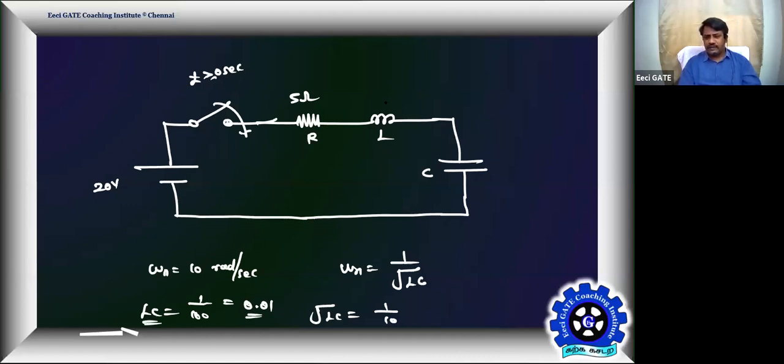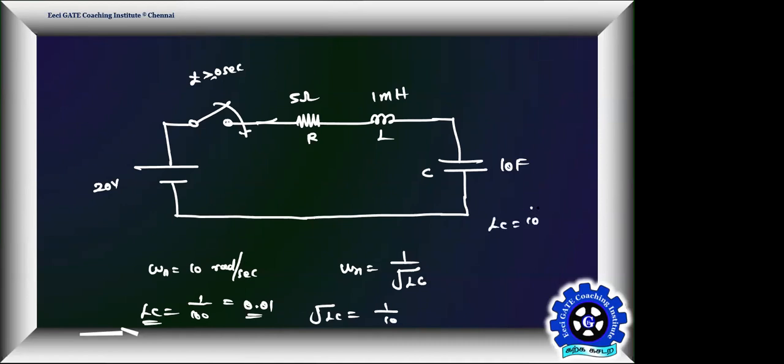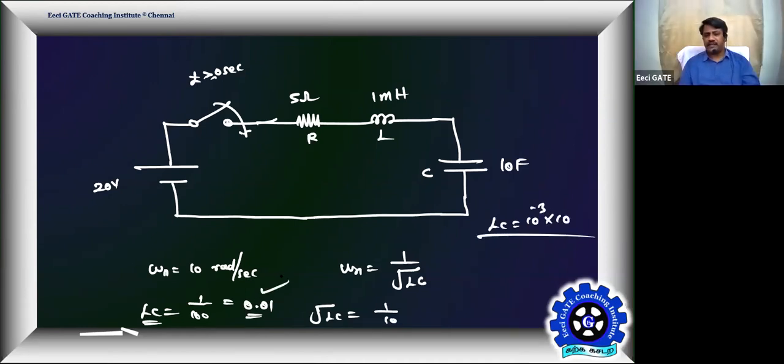Accordingly, fix the value of L. For example, C is equal to 10 farad. L should be such that the total is 0.01, right? So L is 1 millihenry. Tell me, what is the product LC now? L is 1 millihenry, C is 10 farad. The product is 10 power minus 3 into 10, so it is going to be 0.01, which meets the condition. That's my circuit consisting of a resistor of 5 ohms, an inductor of 1 millihenry, and a capacitor of 10 farad.